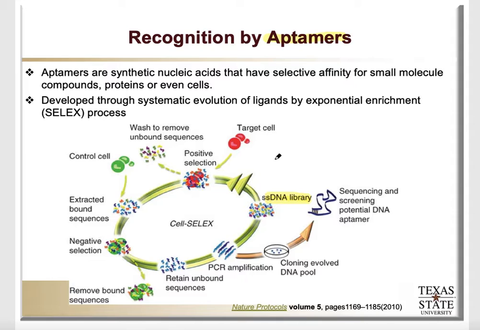Now, keep in mind that the target could be a small molecule that might be smaller than the aptamer, in which case that small molecule will actually fit within the aptamer, or it could be a large thing like a cell, in which case the nucleic acid is going to fit in some kind of pocket of the cell itself, like on a protein or a sugar component on the surface of the cell.